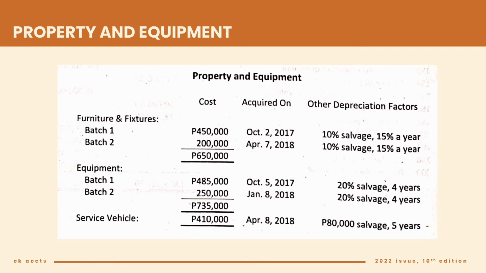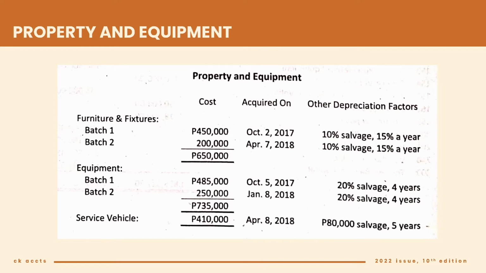So for furniture and fixture, batch 1 for 50,000, batch 2 200,000 with a total of 650,000, and equipment batch 1 485,000, and batch 2 250,000 with a total of 735,000, and service vehicle na 410,000 pesos. Okay? So, hindi ko na babanggitin yung iba.